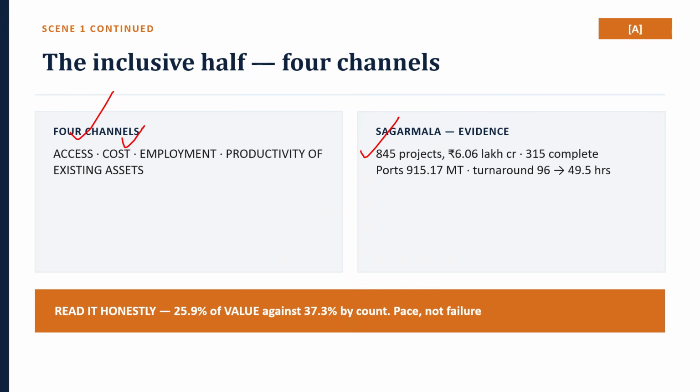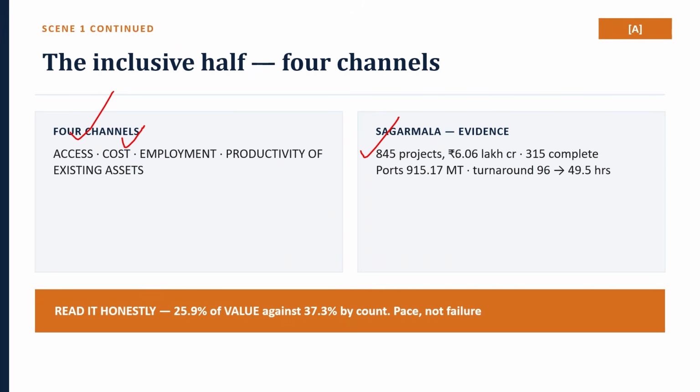Average vessel turnaround fell from 96 hours in 2014 to 49.5 hours in 2025 on all vessel basis. And inland waterway cargo rose from 18.10 to 145.50 million tons a year since financial year 2014. But you have to read the delivery honestly, because it is the chapter's own point about composition.